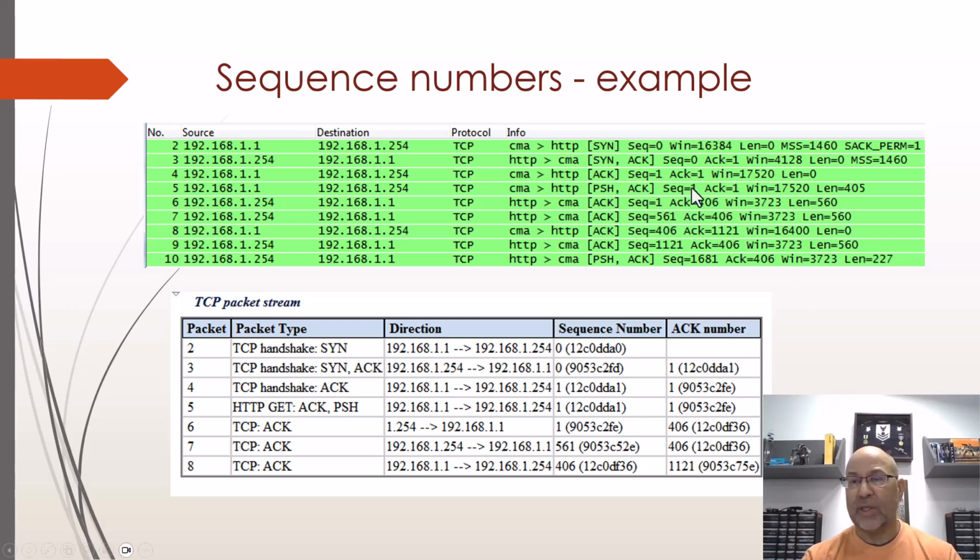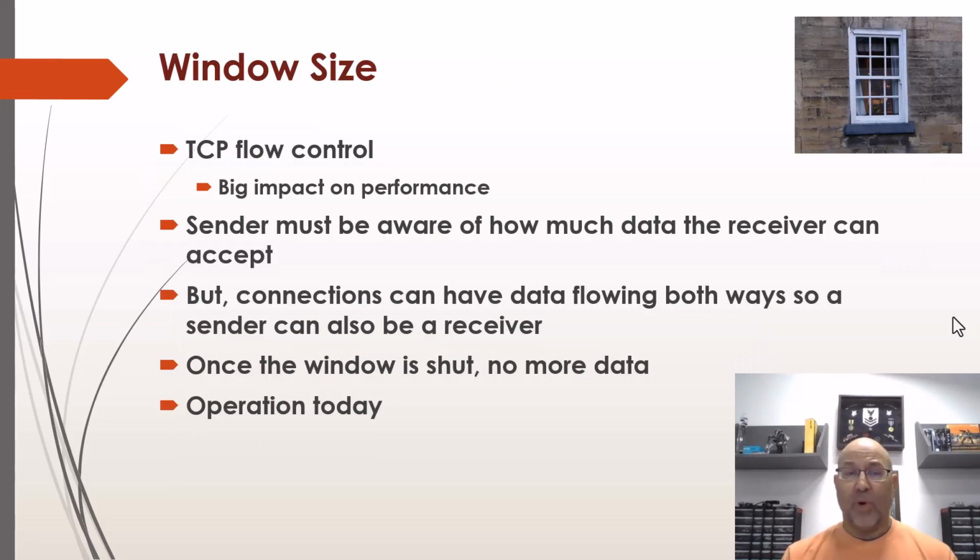You can also see these lengths here in the right-hand part of your screen. There you go. So that's an example of how the sequence numbers increment and how we acknowledge the data that's being sent. Now, window size is an important idea. It is TCP's flow control. It is how TCP handles congestion.